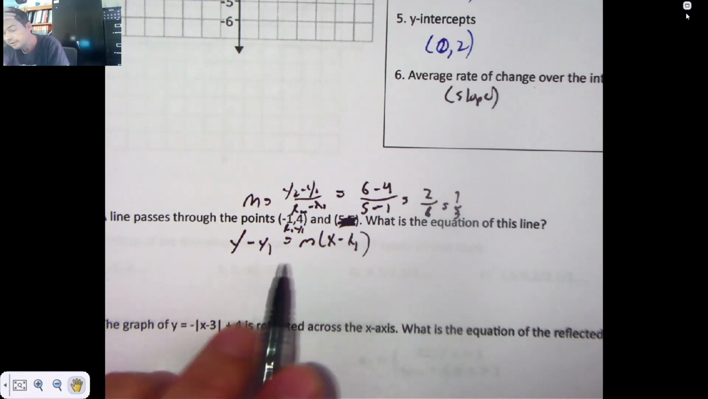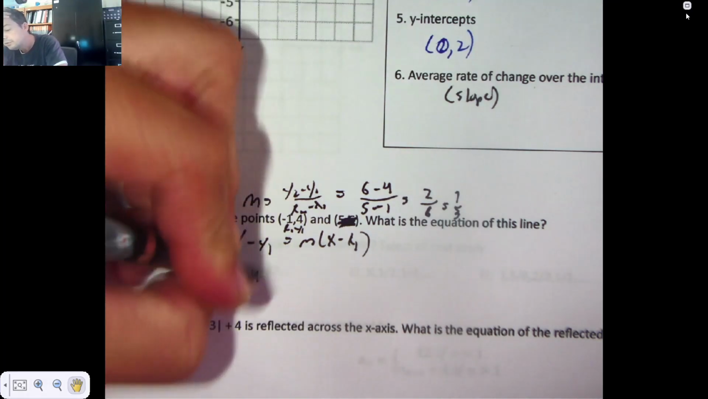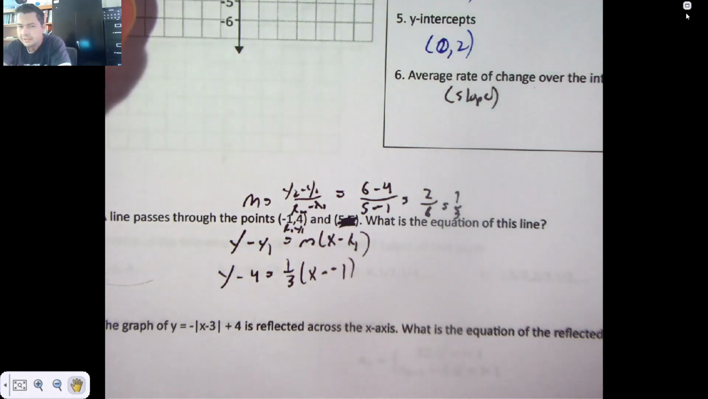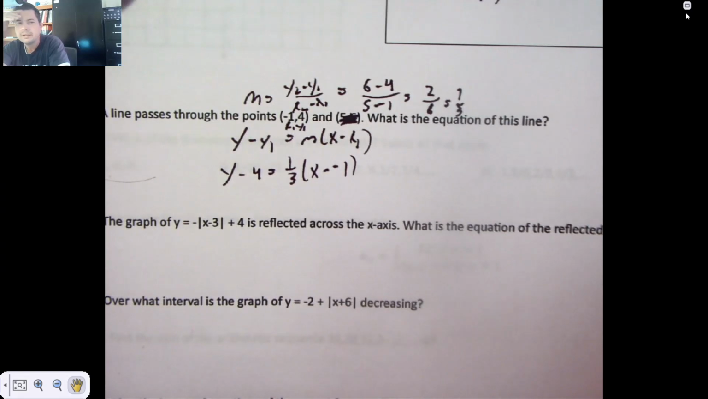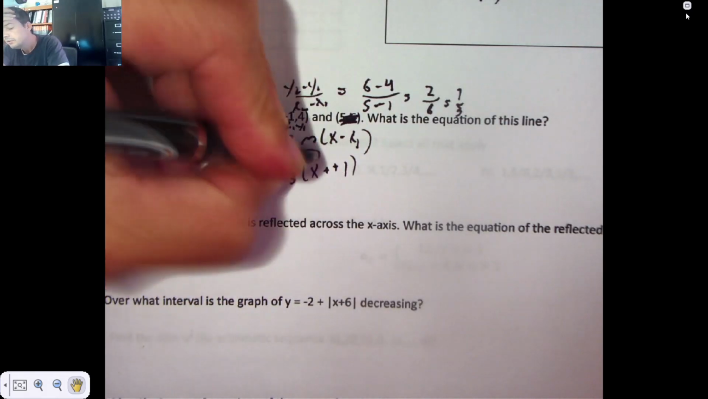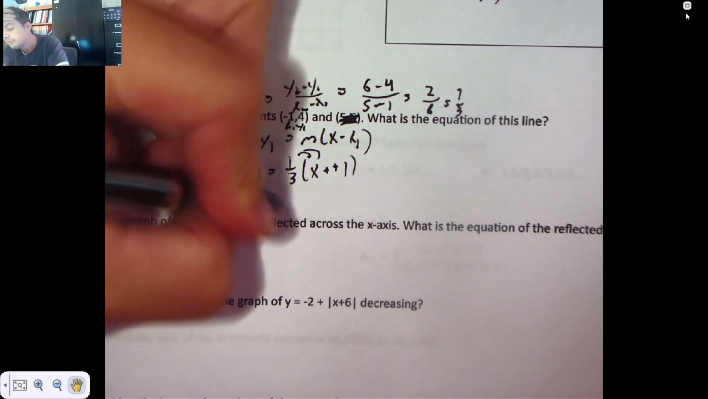All right, I'm plugging into that thing. y minus 4 equals 1/3 of x minus a negative 1. Don't act like you didn't do this in Algebra 1. Don't act like Buckley didn't do this with you. Taking away negatives, addition. I'm sure you've heard of the distributive property.